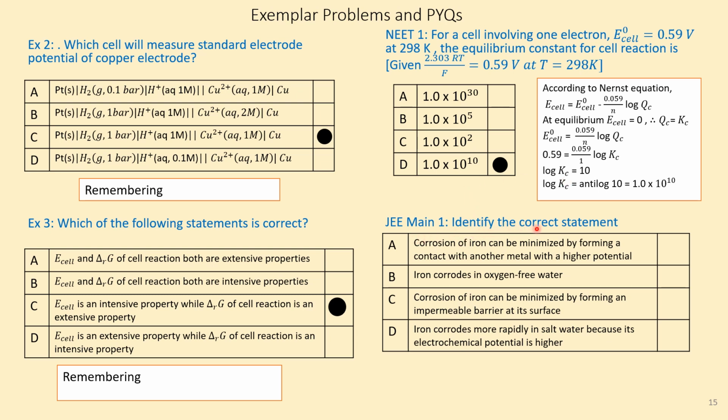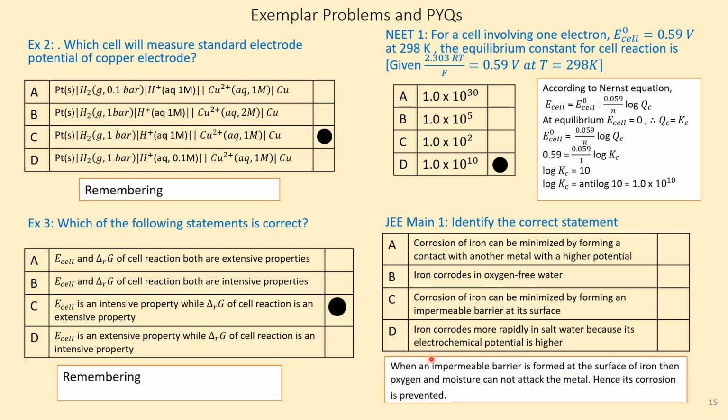Next question: identify the correct statement amongst the 4 options. Option A, corrosion of iron can be minimized by forming a contact with another metal with higher potential. Option B, iron corrodes in oxygen free water. Option C, corrosion of iron can be minimized by forming an impermeable barrier at its surface. Option D, iron corrodes more rapidly in salt water because its chemical potential is higher. Please read the options and mark your answer. Meanwhile, I will give the correct answer. When an impermeable barrier is formed at the surface of iron, oxygen and moisture cannot attack the metal. Hence, its corrosion is prevented. So please mark answer C as the correct answer.